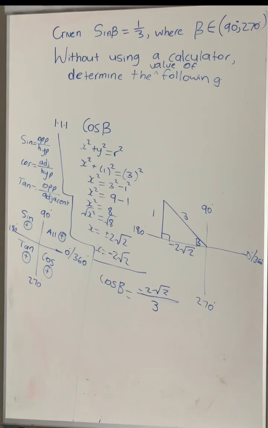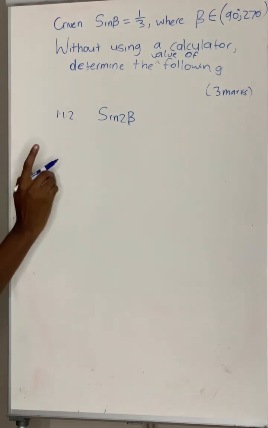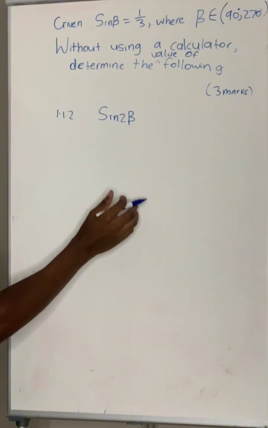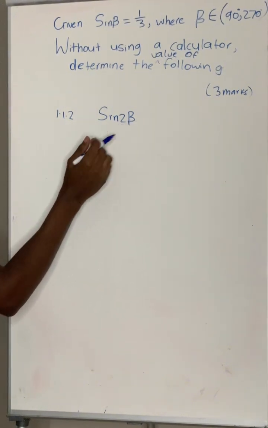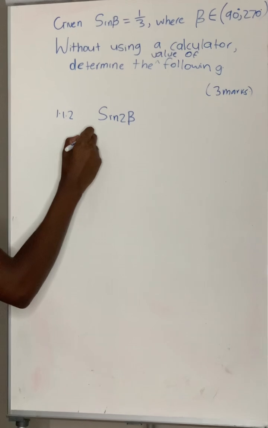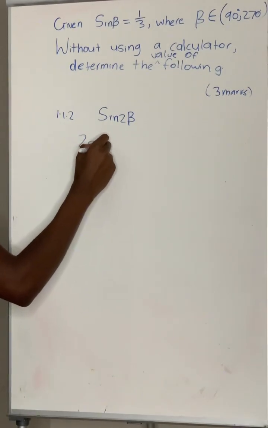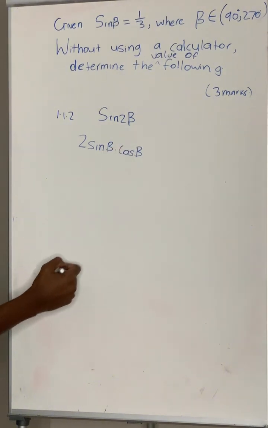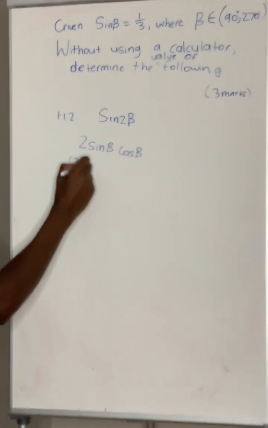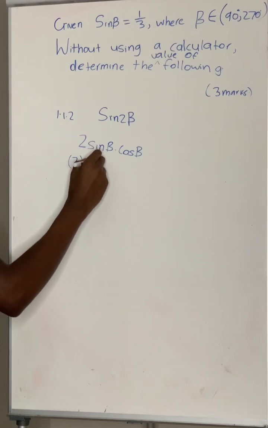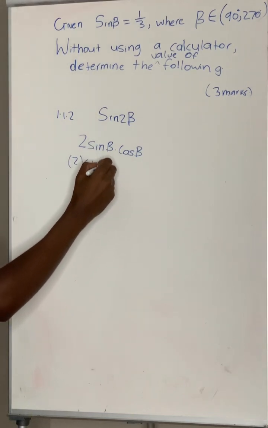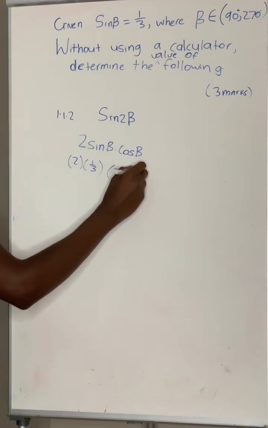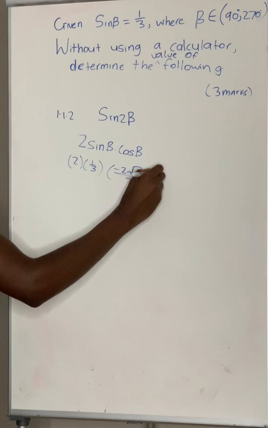Okay, so now we're looking for the value of sine 2 beta, and this is what we call our double angle, okay? Now let's just simply expand this double angle, okay? So when this is expanded, it's basically 2 sine beta times cos beta, okay? So it's 2 multiplied by sine beta, we are given that it's 1 over 3. And from our previous example, we saw that cos beta is negative 2 root 2 divided by 3.